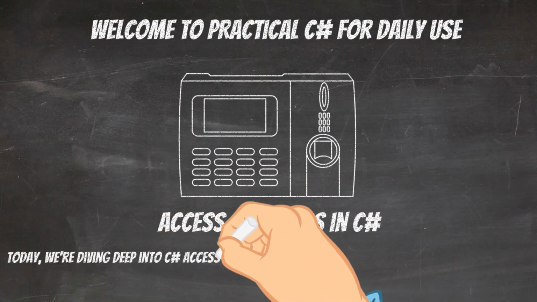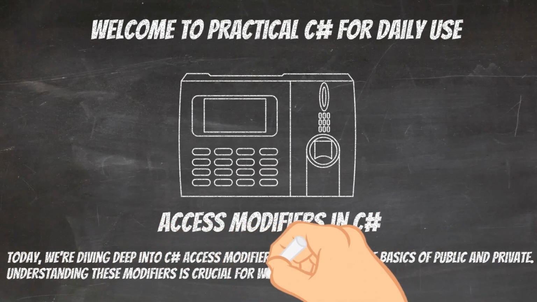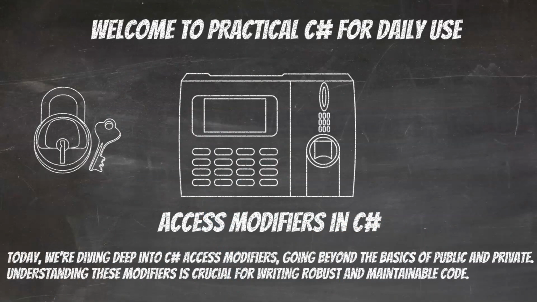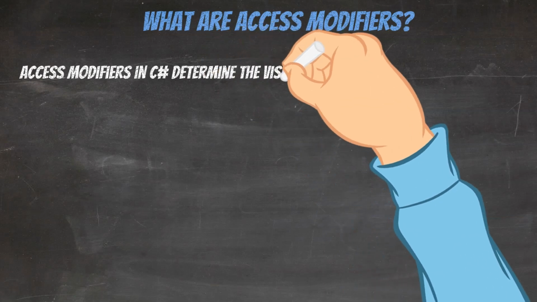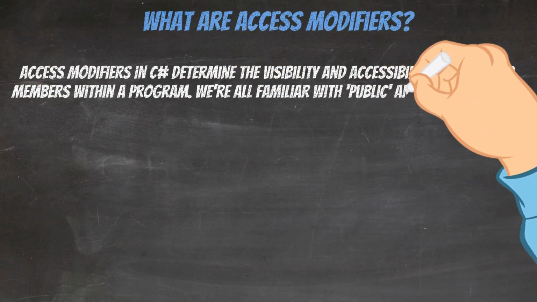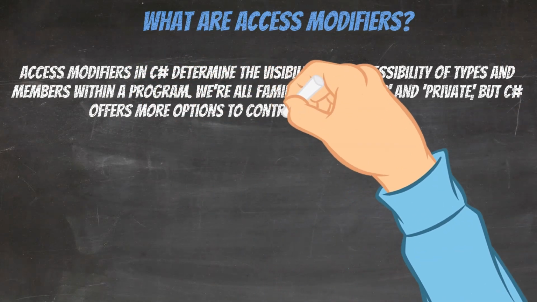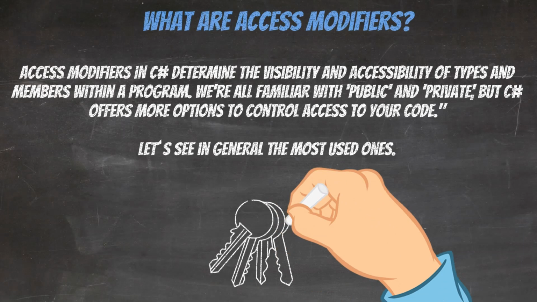Today, we're diving deep into C# access modifiers, going beyond the basics of public and private. Understanding these modifiers is crucial for writing robust and maintainable code. What are access modifiers? Access modifiers in C# determine the visibility and accessibility of types and members within a program. We're all familiar with public and private, but C# offers more options to control access to your code.